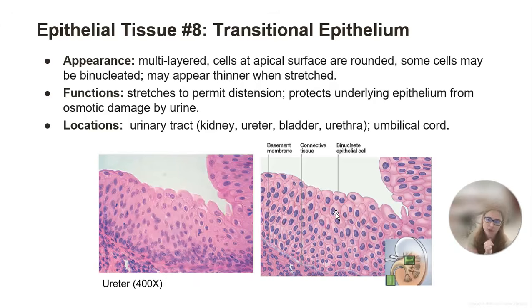There's one other special place where we find it, in the umbilical cord. During fetal development, the umbilical cord is the structure that carries things like blood to the developing fetus, and also carries things like waste products to the placenta. So the umbilical cord is going to have different amounts of fluid passing through it at different times, so it also needs to be able to distend and then return to form.